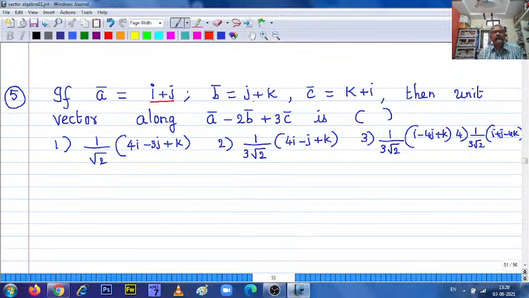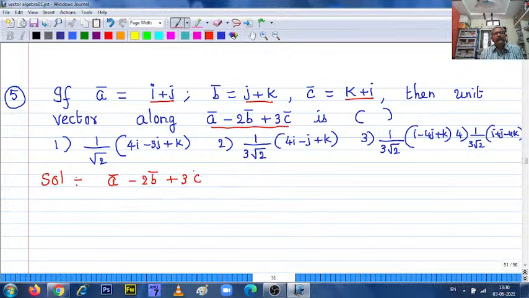Say a is equal to i plus j, b is equal to j plus k, c is equal to k plus i. So what is the first step? I didn't actually explain these problems, my dear students, please remember. So now first let us find out this vector first. Solution: a bar minus 2b plus 3c. This is i plus j minus 2j minus 2k, 3k plus 3i.